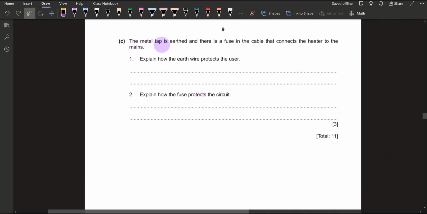Part C says the metal tap is earthed and there is a fuse in the cable that connects the heater to the mains. We have 2 parts here. Part 1 says explain how the earth wire protects the user. So what's the function of the earth wire?